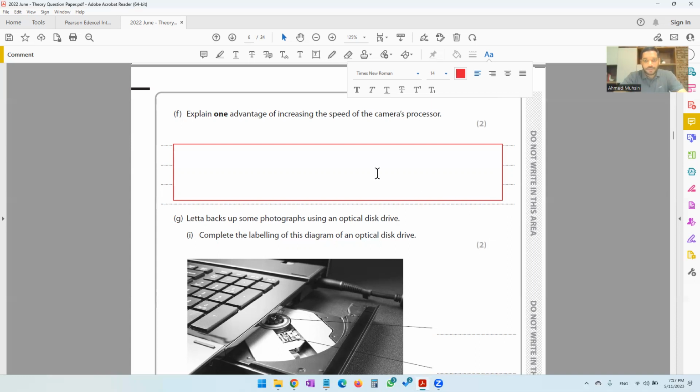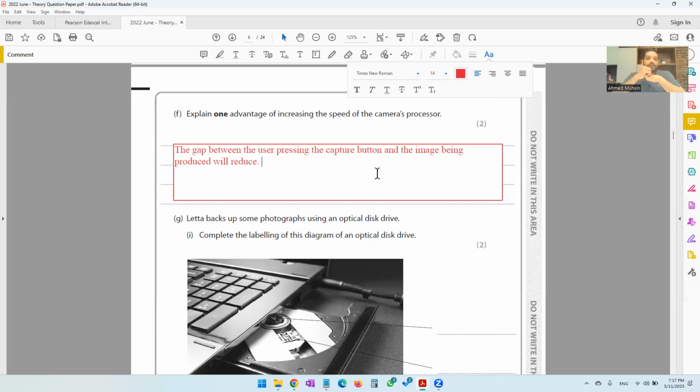You can say the gap between the user pressing the capture button and the image being produced will reduce. So you press the button, the image is being processed, then it's produced. So that gap will reduce.